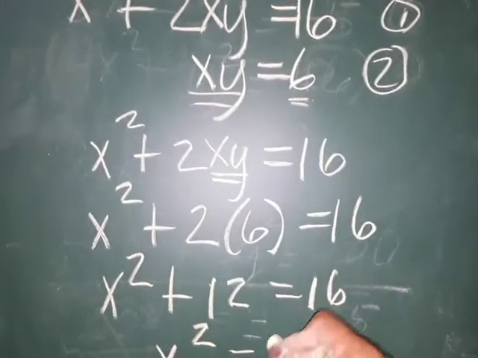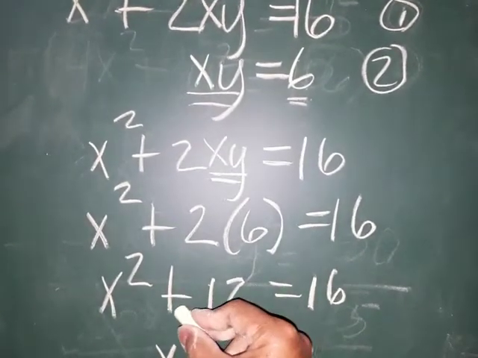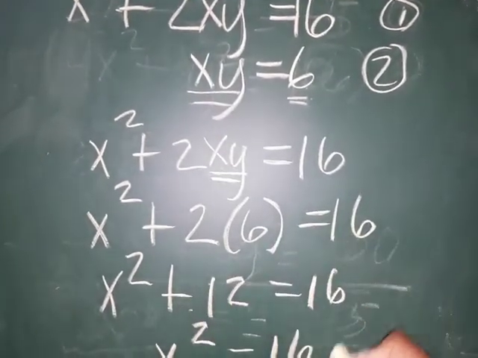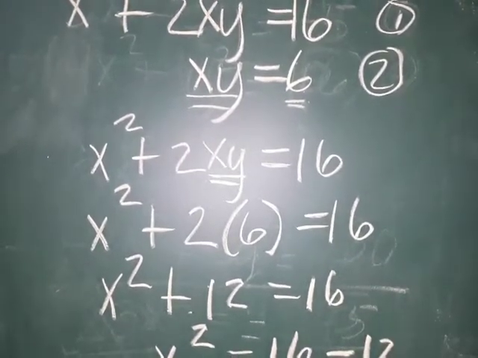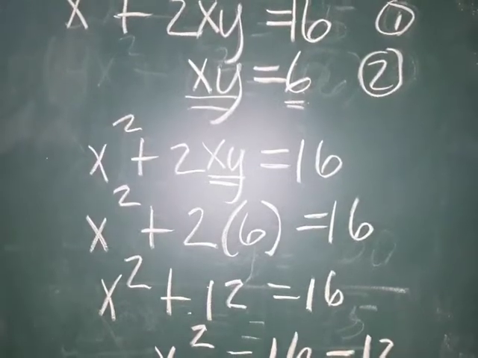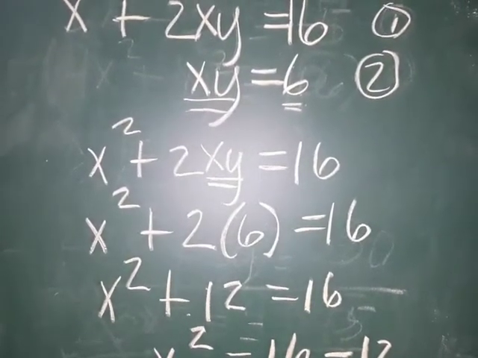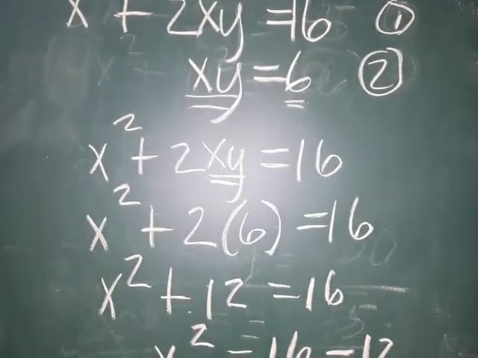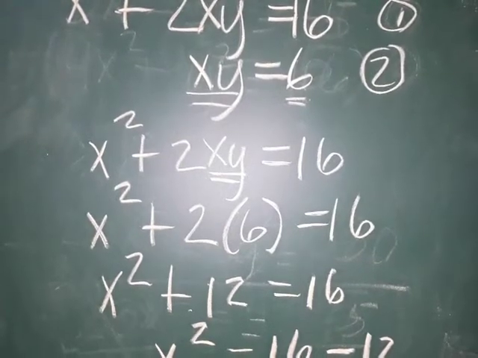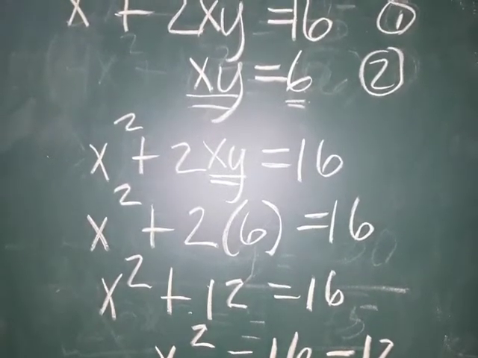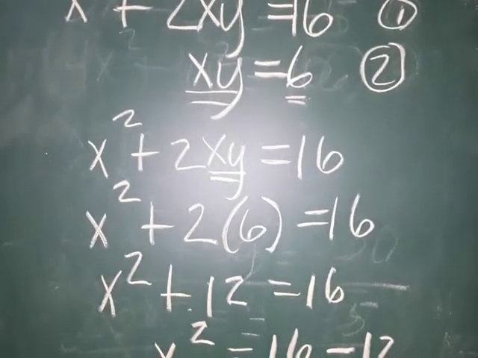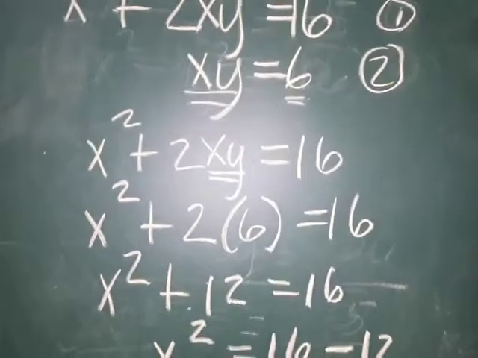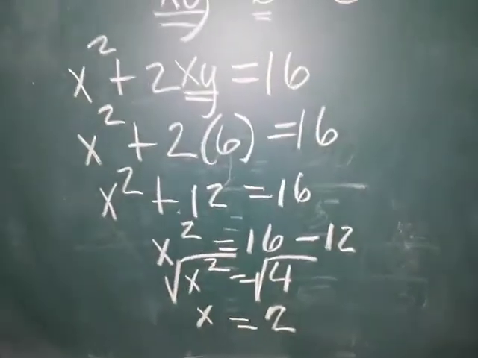Next, x squared plus 6 times 2, 12 is equal to 16. X squared is equal to 16. Transpose positive 12 over equal sign becomes negative 12. X squared is equal to 4. And then, put radical sign both sides. So, x now is equal to 2. Okay, so our x is 2.